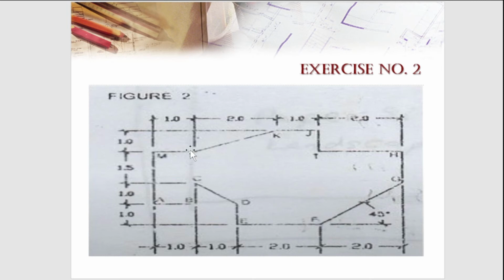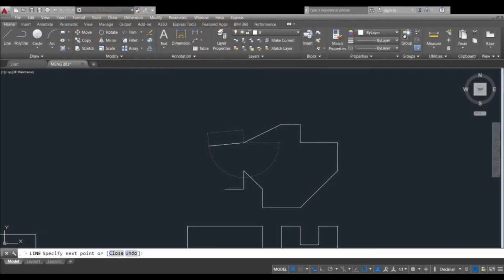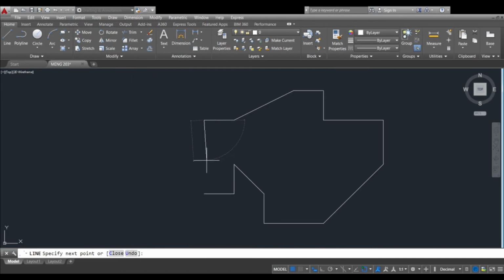Let's go back to our drawing. So from L to M, we have 1 unit to the left. So that is at 1, angle 180. Okay, and then we're going to close this figure.